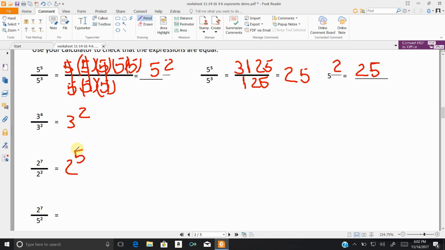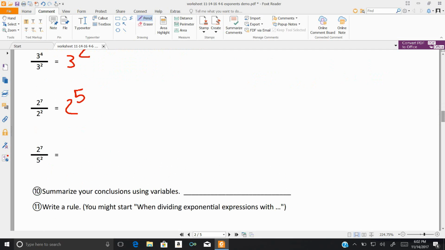And once again, if you have 2 to the 7th in the numerator and 5 squared in the denominator, you cannot cancel anything. So this only applies when you have the same base. The base in the numerator and denominator is 2, or as long as they're the same. So we can say that using variables, by using a to the b power over a to the c power.